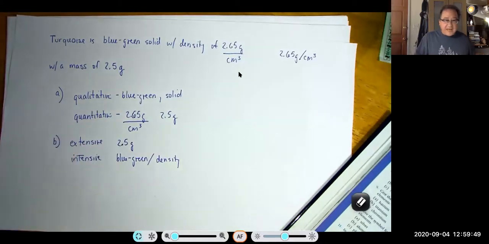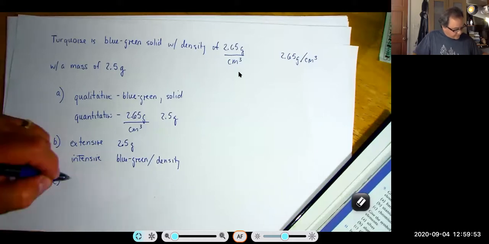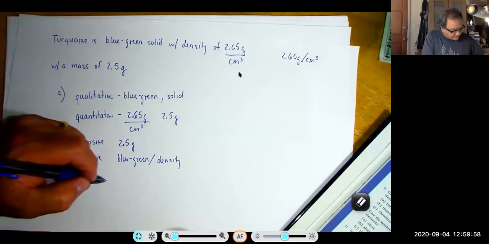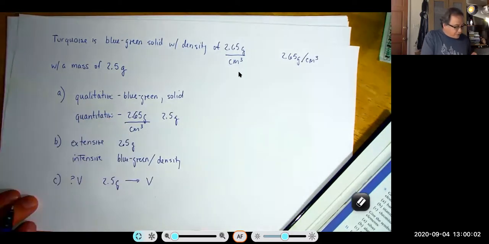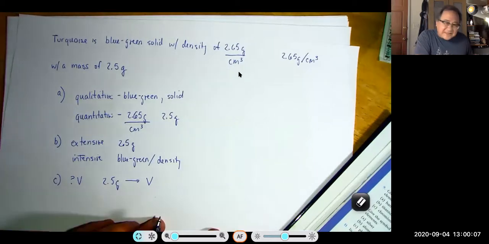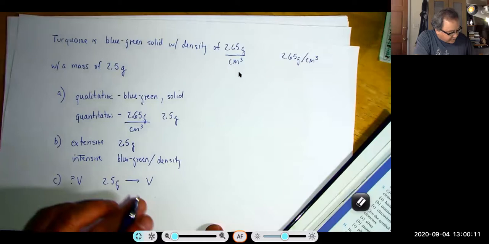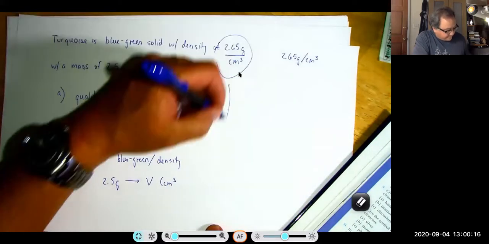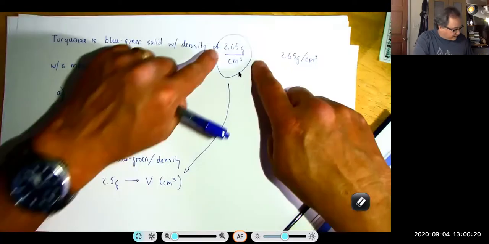Now C asks us, what is the volume? So we want to start with our 2.5 grams and turn that into volume. Can we do that directly? Well, here, they don't tell us what volume to get. So I'm going to get the volume in centimeters cubed because of this right here. So this conversion says I can go from grams to centimeters cubed.